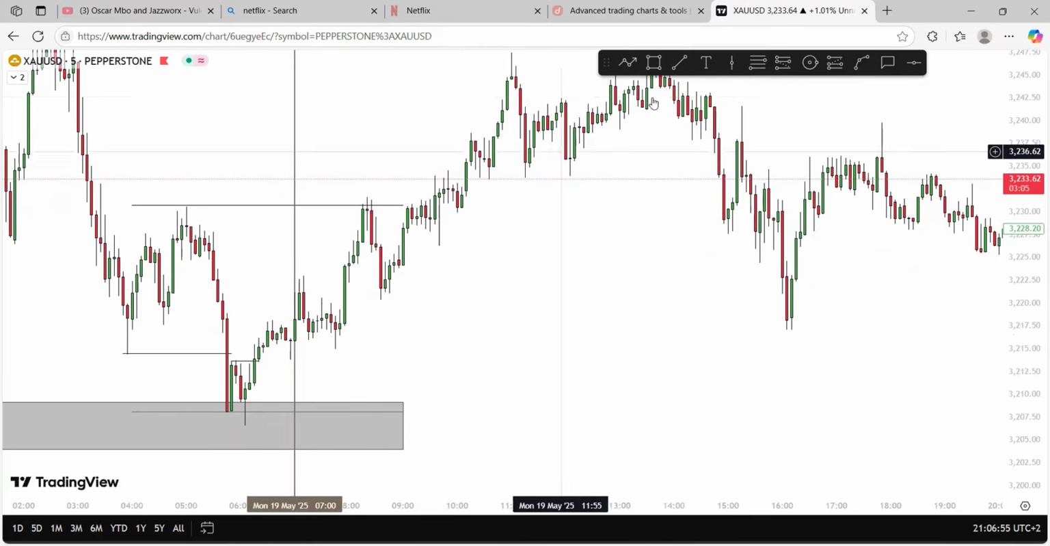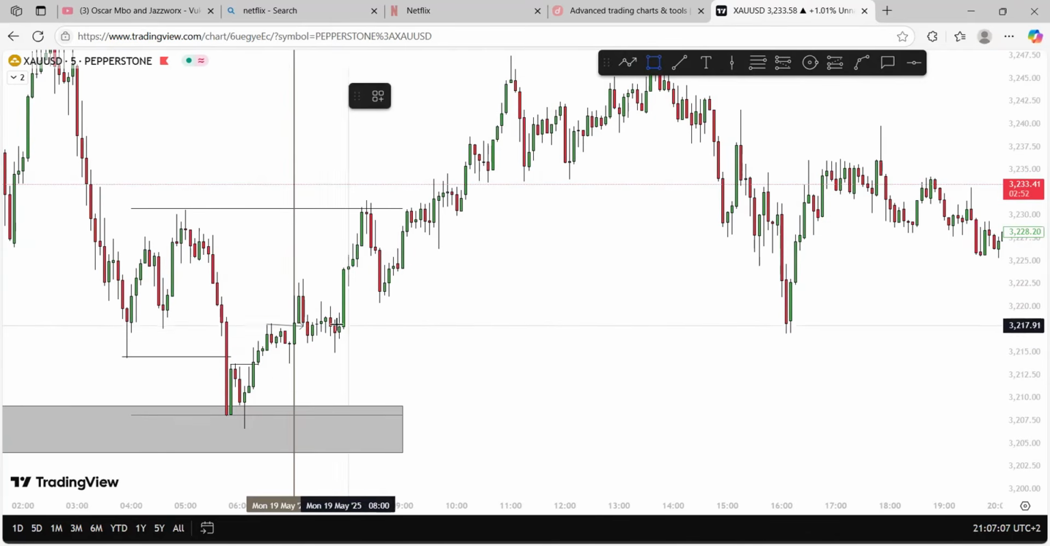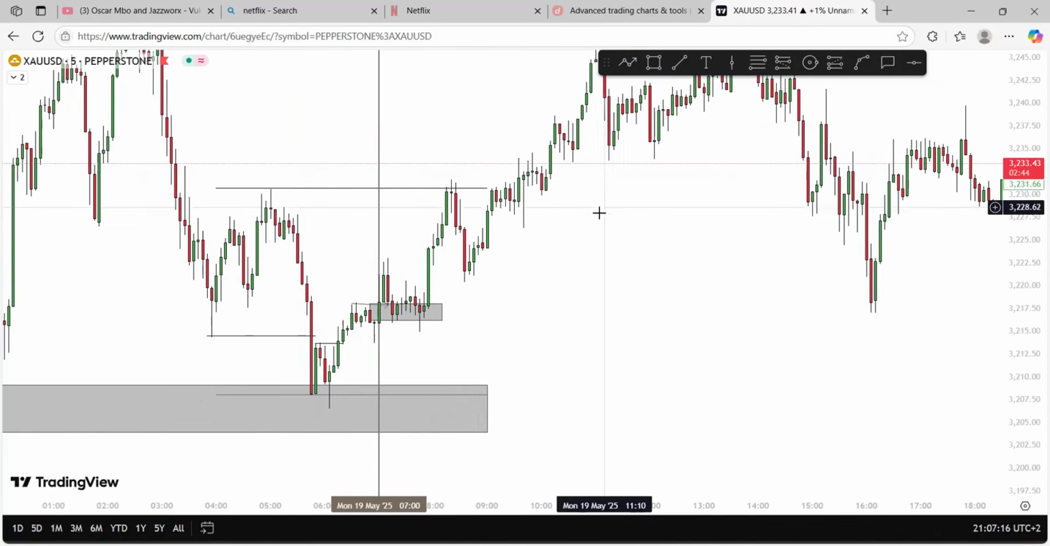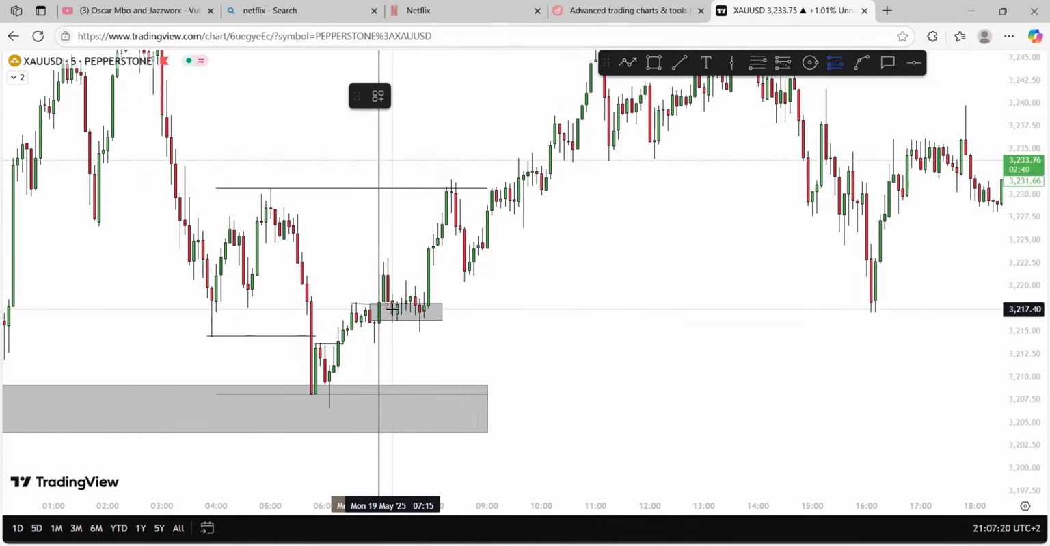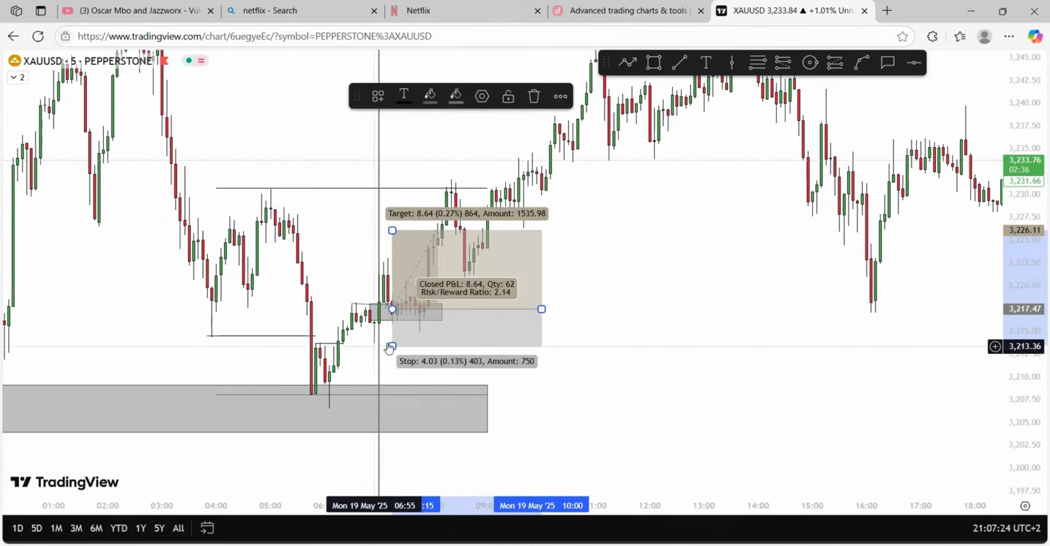Then what do we have over here? We have a break of structure, followed by a fair value gap, as you can see over here. This one we can call an FVG. So you could have easily entered your market on this fair value gap. Entry from this fair value gap, stop loss below this low over here.